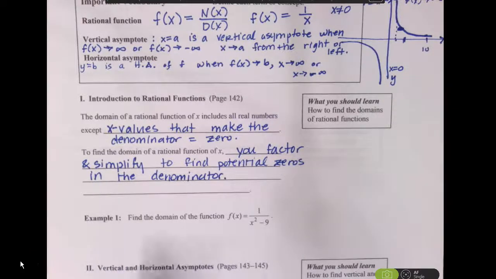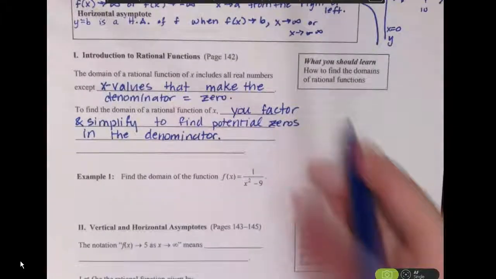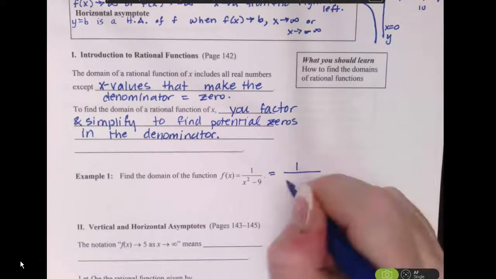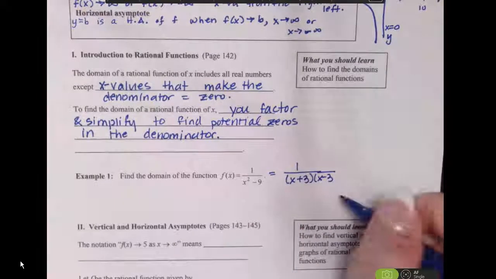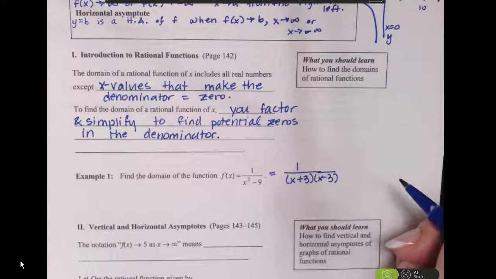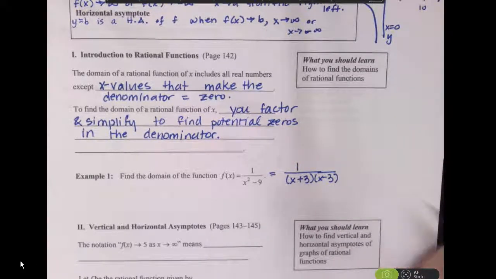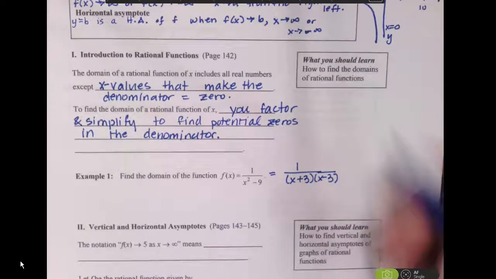So in example 1, we want to find the domain of this function, 1 over x squared minus 9. So the key is you want to be able to factor that polynomial. So that's clearly a difference of squares. And then you could take a look at that factored form and say, all right, what values of x must be excluded from my domain because they would give me a 0 in the denominator.